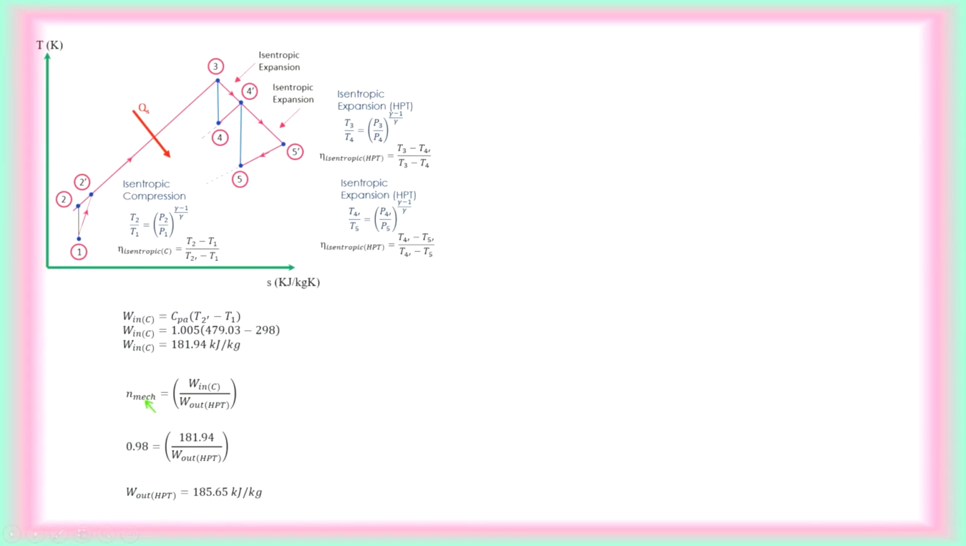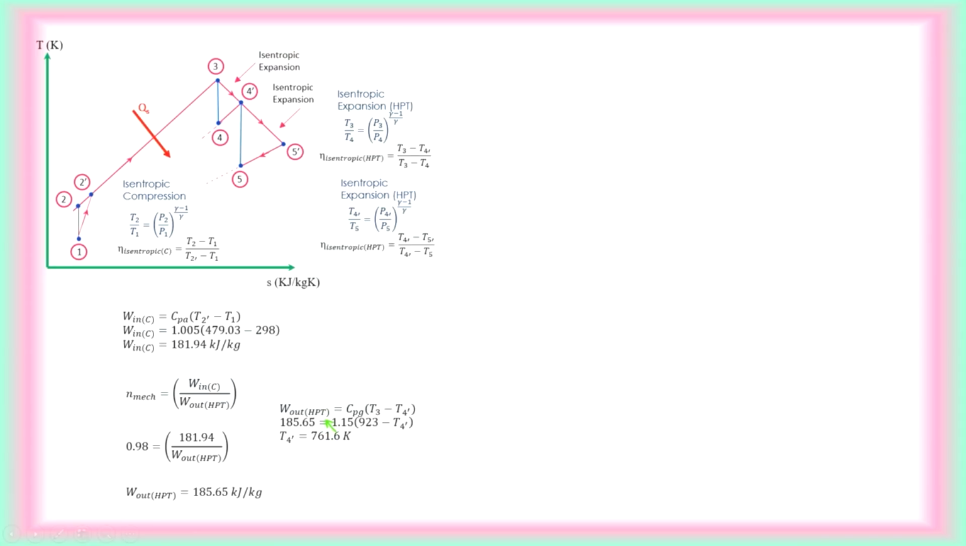Then for mechanical efficiency, we don't have to go into the definition of this mechanical efficiency here. You just need to remember that the work out that we have, if we multiply it by the mechanical efficiency, will be equal to the work in of the compressor here. So you have the work out of the high pressure turbine. We have found this, the work out of the high pressure turbine.